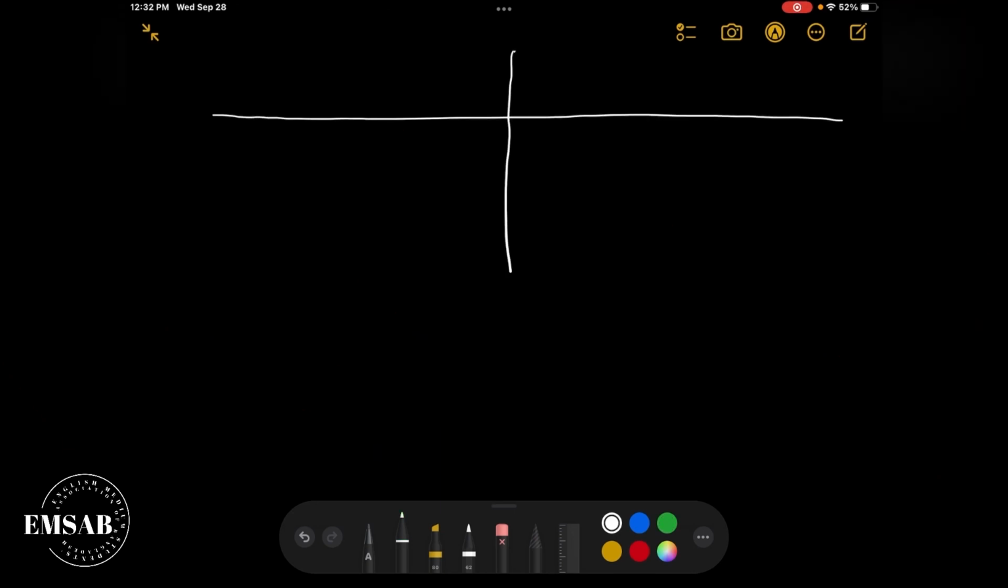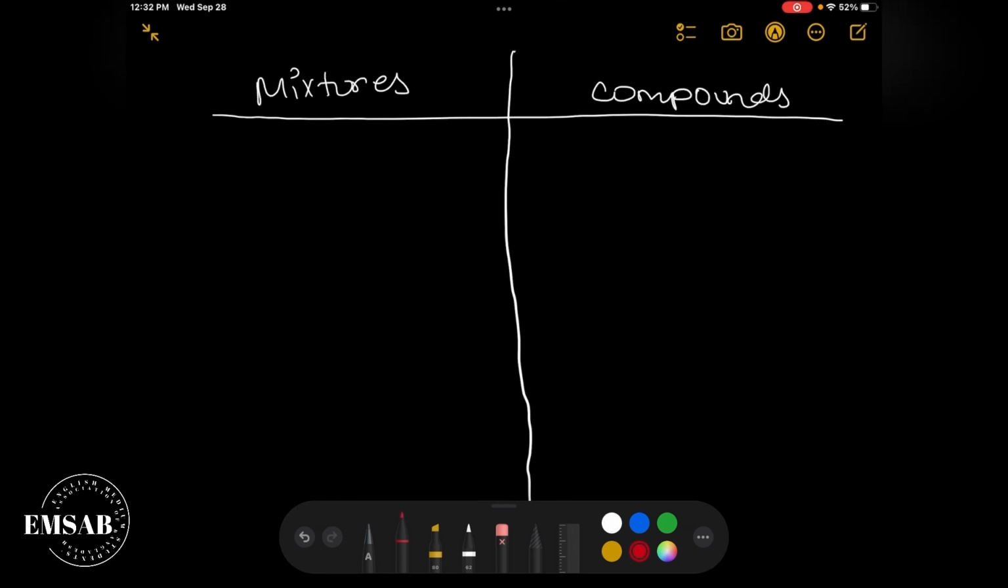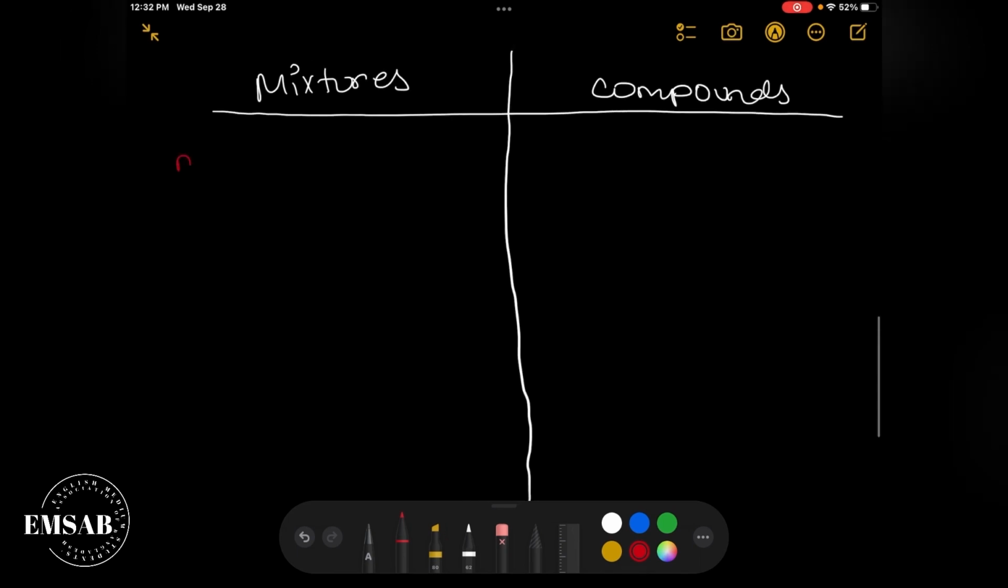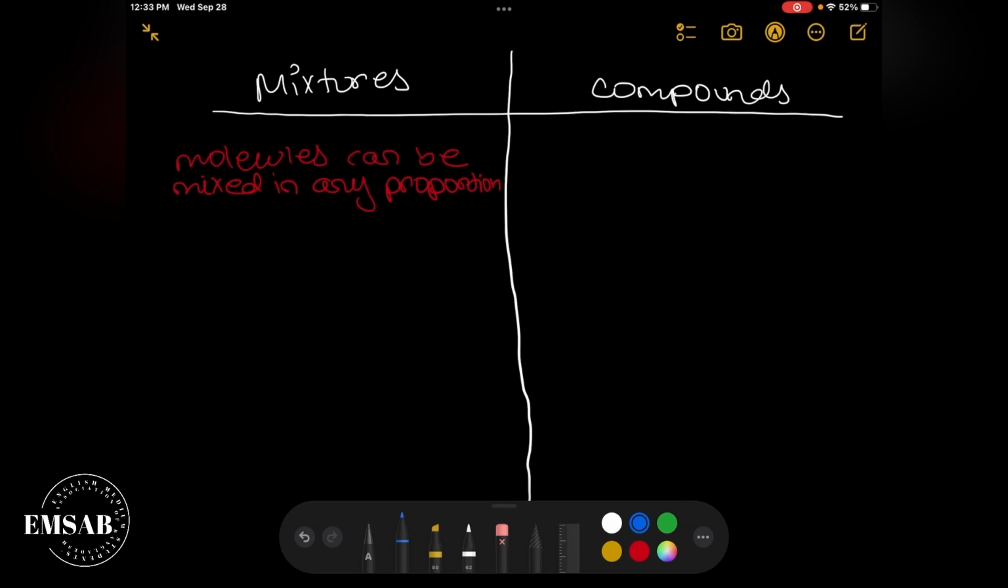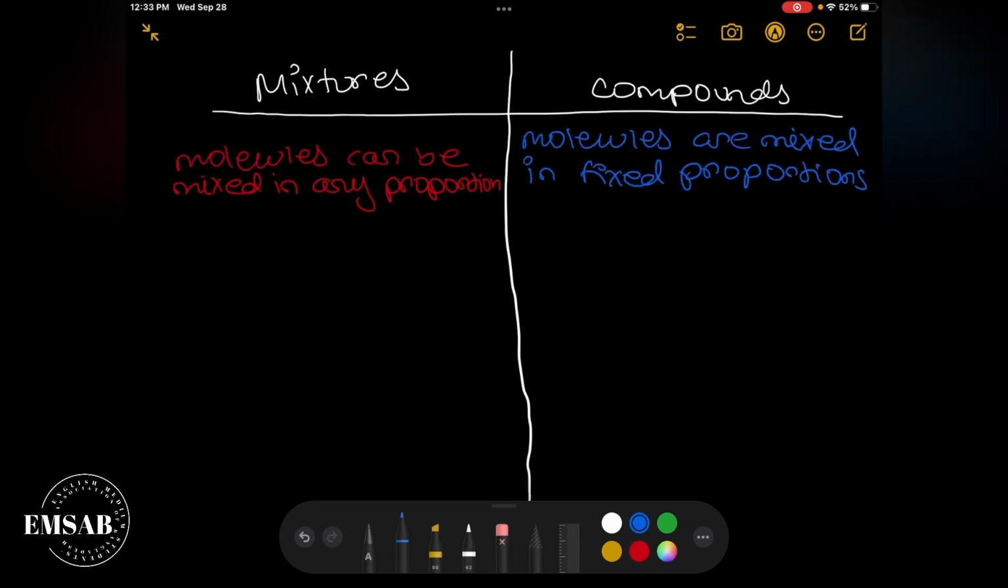Next up, we have some differences. This will help you to differentiate between the two commonly mistaken things, mixtures and compounds. First up, for mixtures, molecules can be mixed in any proportion. However, in compounds, molecules are mixed in fixed proportions.